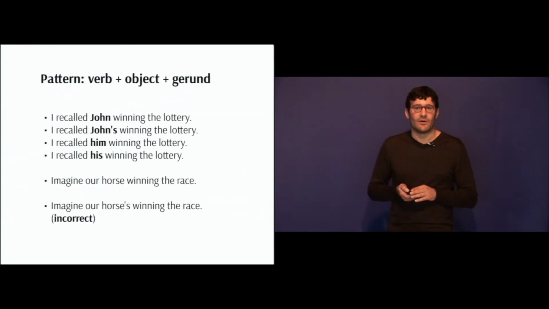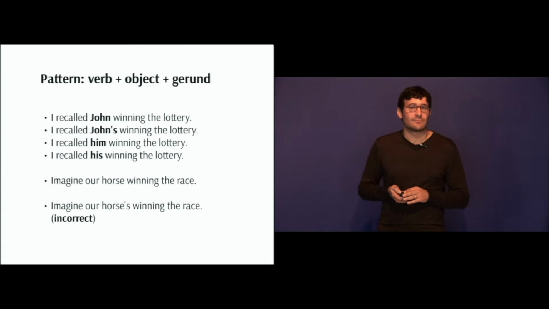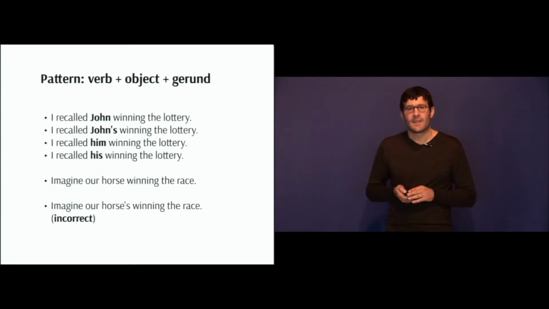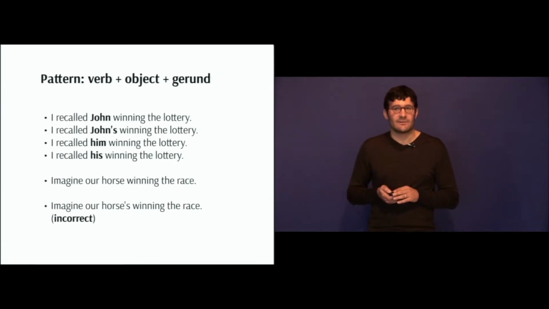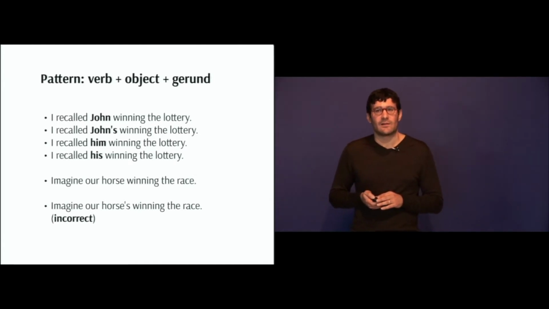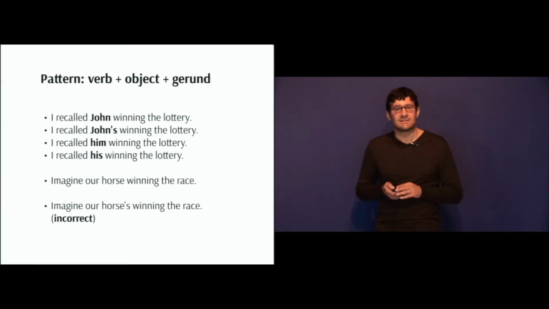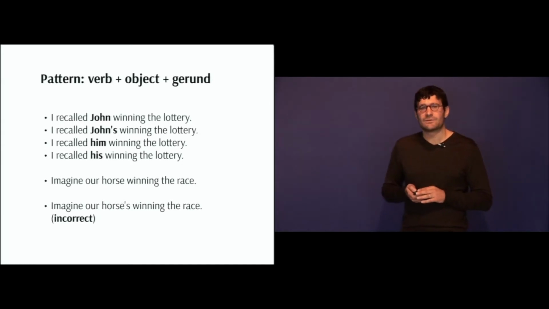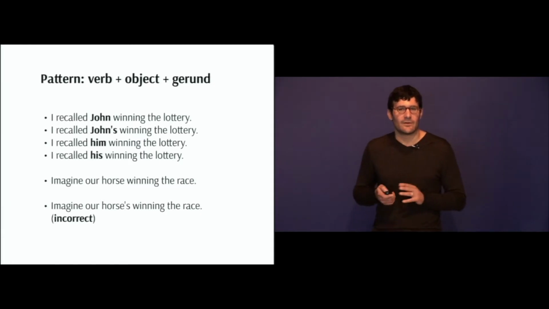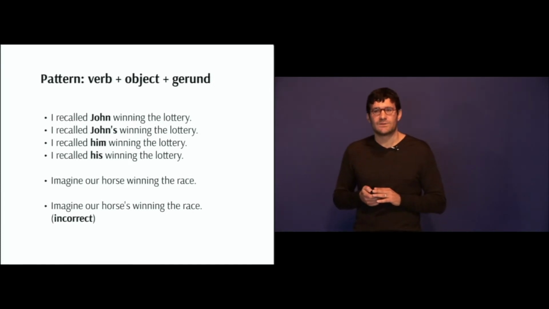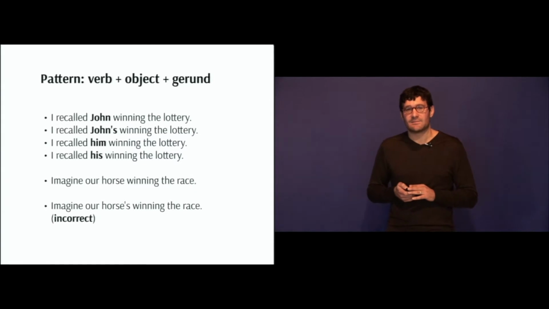The first pitfall is the pattern verb plus object plus gerund. It's a bit of an uncertainty. So let's take a look at the first two sentences. I recalled John winning the lottery. I recalled John's winning the lottery. The first sentence is an object. The second sentence is a possessive, John's. Both of those are correct. You can use them and the meaning is pretty much the same. They're interchangeable. I recalled him winning the lottery and I recalled his winning the lottery. Once again, you have the same distinction, an object and a possessive, and the meaning is interchangeable.